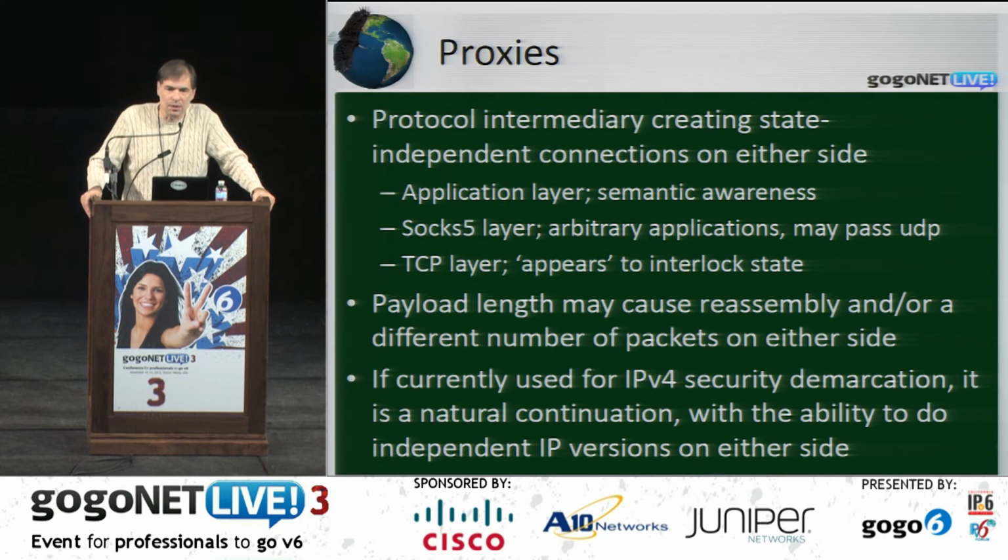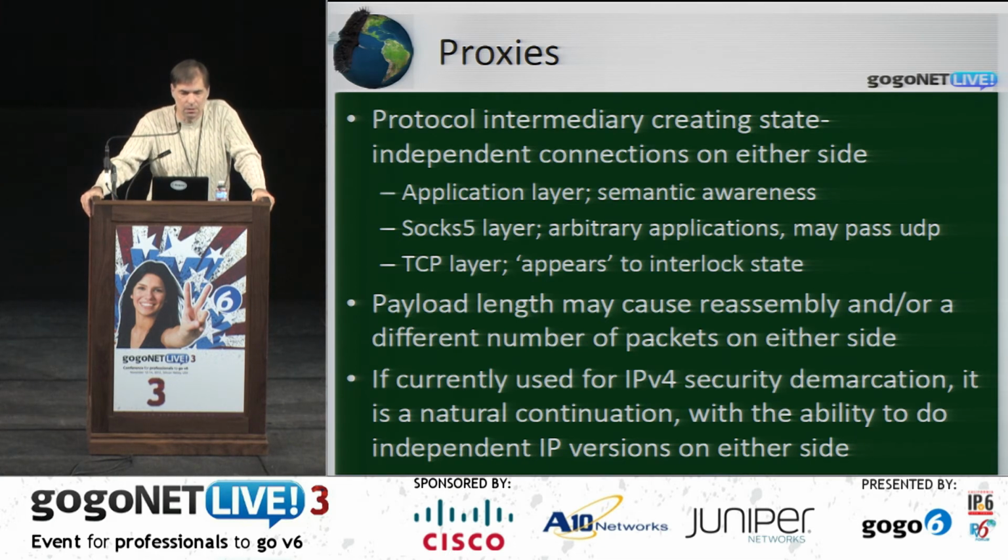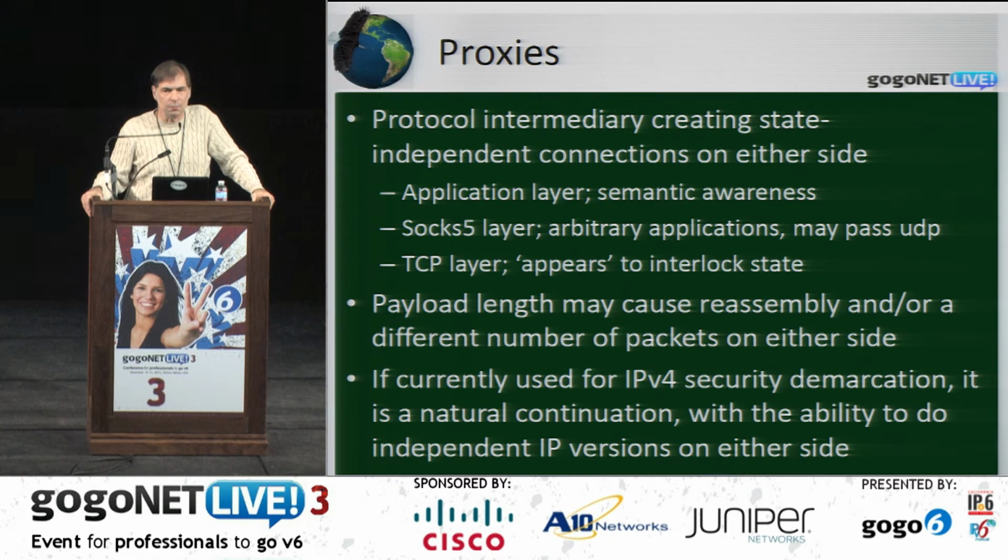Proxies is at the end of the list, but in fact I prefer proxies over translators. They're intermediaries and control points as well. They tend to be application aware, though not necessarily. A SOCKS proxy is not particularly application aware. It can get in the way of some applications, but it's more a matter of is the application SOCKS aware than is SOCKS aware of the application. They tend to need to know semantics about what's going on. And there are some instances of proxies that appear to interlock either side, but in reality they're independent TCP states.